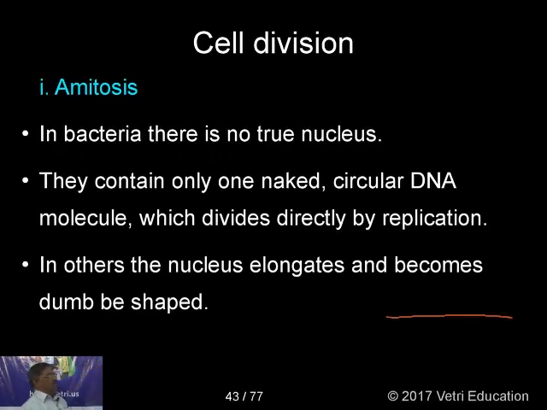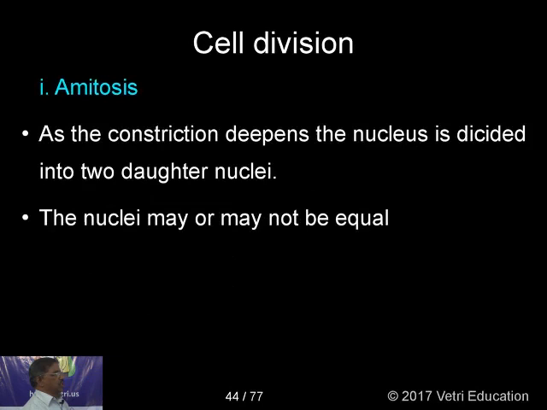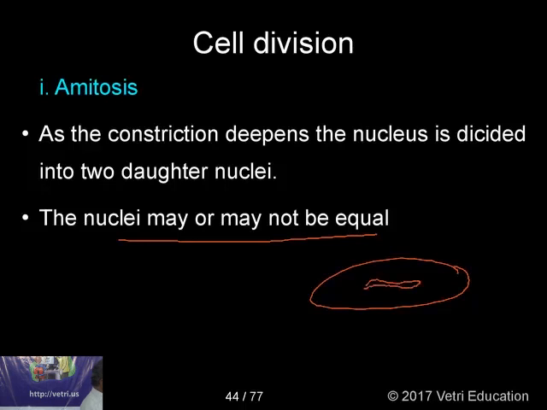In bacteria, there is no true nucleus. They contain only one naked circular DNA molecule which divides directly by replication. In others, the nucleus elongates and becomes dumbbell shaped, and a constriction occurs in the center. We will discuss that in bacteria. The constriction deepens in the nuclear side and divides it into two daughter nuclei. The nuclear material may not be equal, because the two parts may be of unequal size, so unequal genetic material is found in different cells.